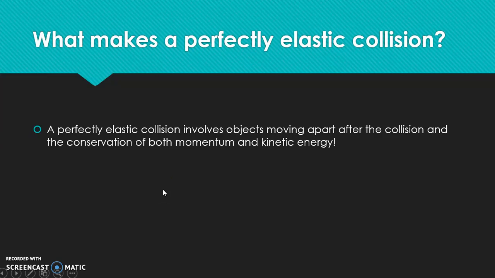All right, another concept question that was missed states: what makes a perfectly elastic collision? So a perfectly elastic collision involves objects moving apart after the collision and the conservation of both momentum and kinetic energy. So remember that about the momentum and the kinetic energy. And you should have solved this relationship in your virtual lab for this unit.